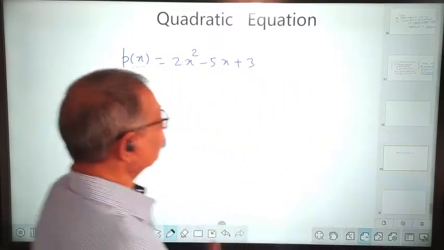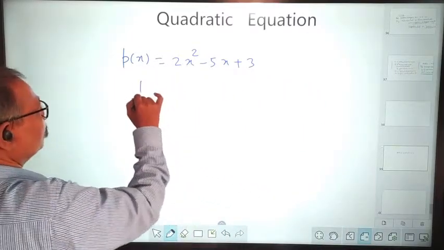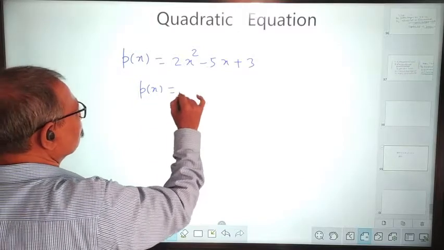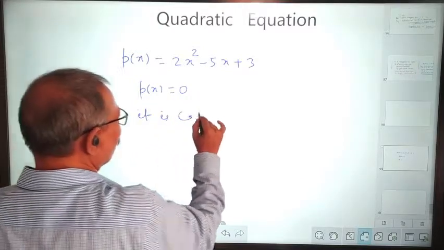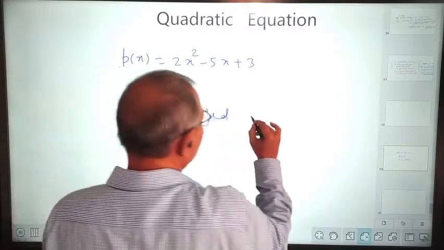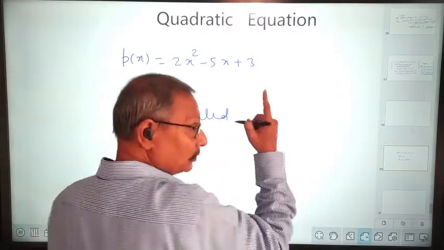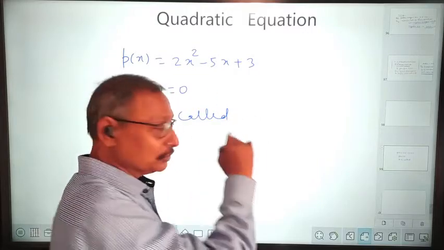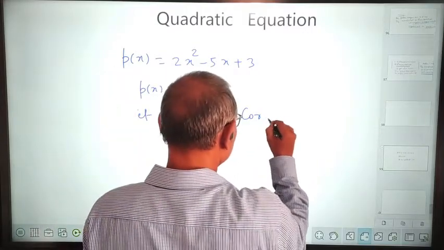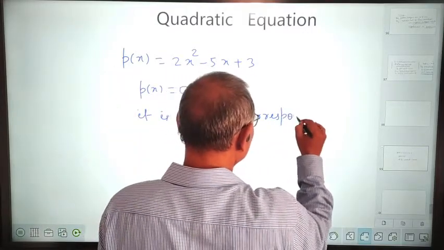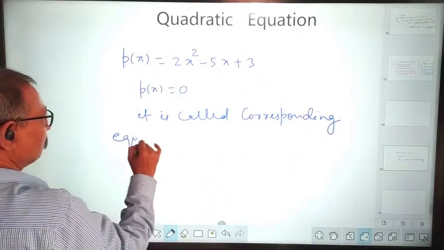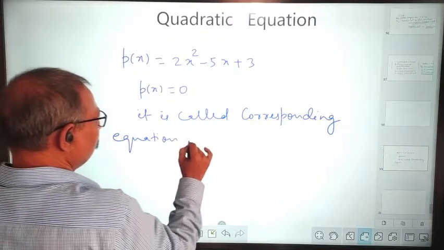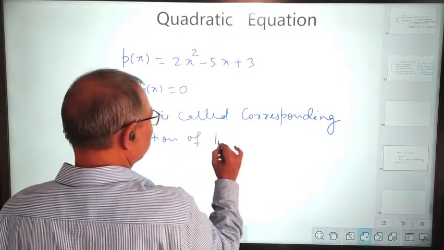And if we write P(x) = 0, then it is called the corresponding equation of this polynomial, the corresponding equation of P(x).